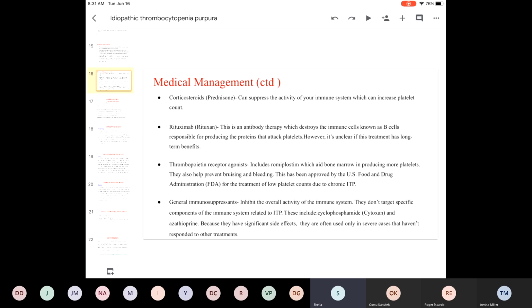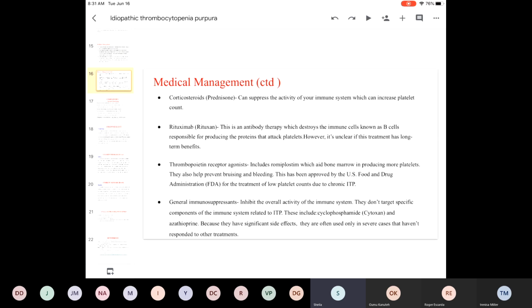Thrombopoietin receptor agonists include romiplostim, which aid bone marrow in producing more platelets. They also help prevent bruising and bleeding. This has been approved by the U.S. Food and Drug Administration for the treatment of low platelet counts due to chronic ITP.